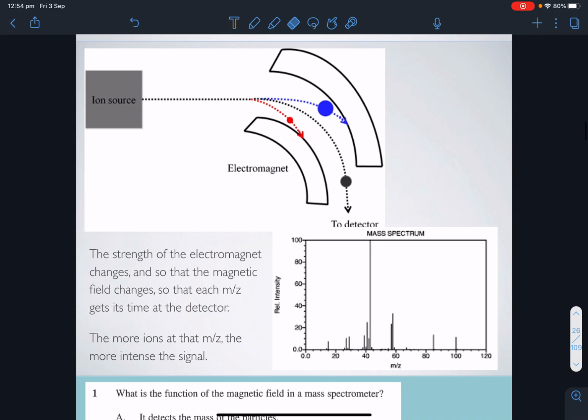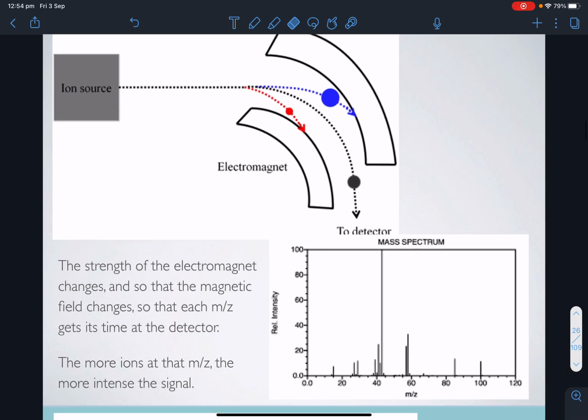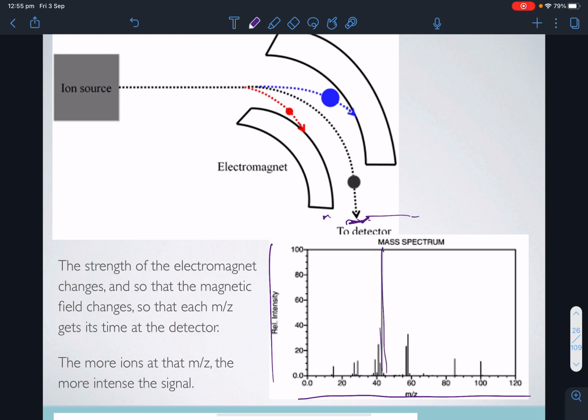Alright. So the strength of the electromagnet changes through time, and what we end up getting is at a single point, our detector, at some times we're getting the lighter stuff, and at other times we deliberately change it to get the heavy stuff. This detector just does a count by their mass, and what ends up happening is we get one of these mass spectrums. And so the count is this, where it calls it relative intensity, this Y scale, and this X scale is a mass to charge ratio.